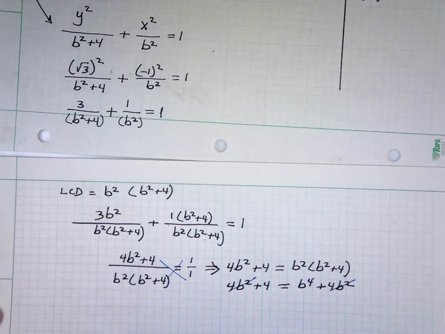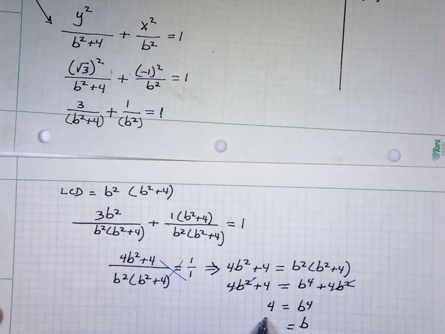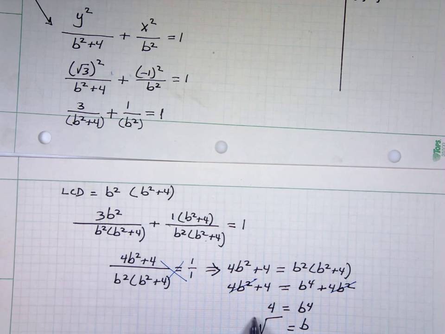What do you have? B to the 4th equals 4. What's b equal to? Isn't that the fourth root? Oh, well, let me solve for b squared. If you take the square root of both sides, you have b squared. So I was about to solve for b, but why solve for b? Why not solve for b squared?